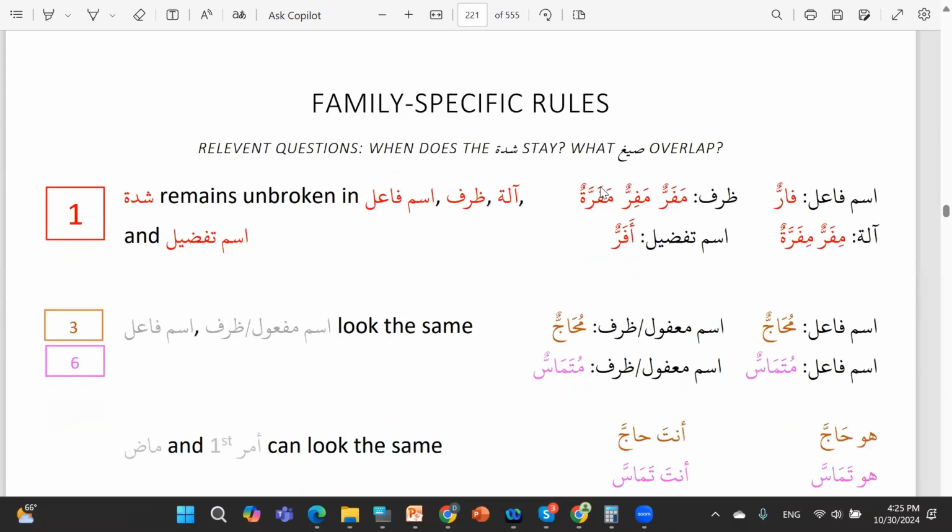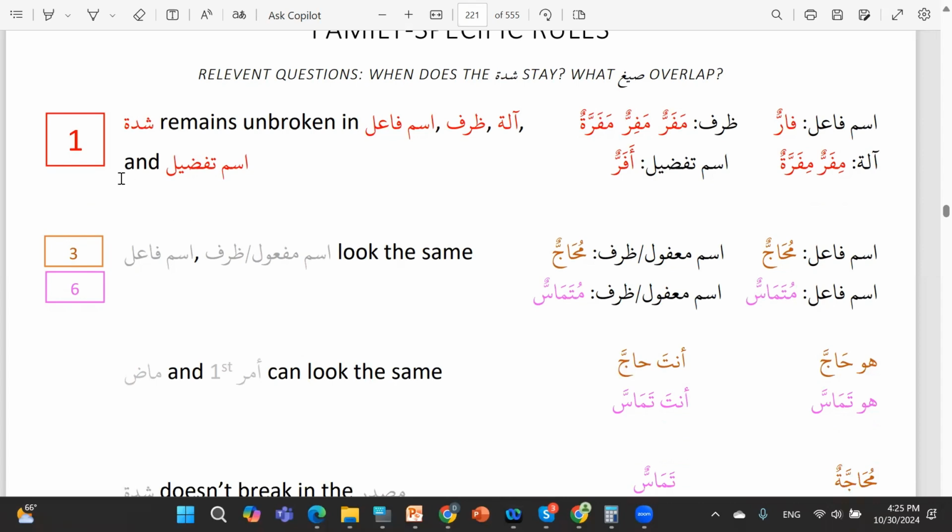Then the family specific rules. Family one: what do you see? Ism fa'il comes on the pattern of farun, shakun, and ism zarf on the pattern of mafarrun, mafirrun, mafarratun, and ism tafdil comes on the pattern of ahakun or afarrun.